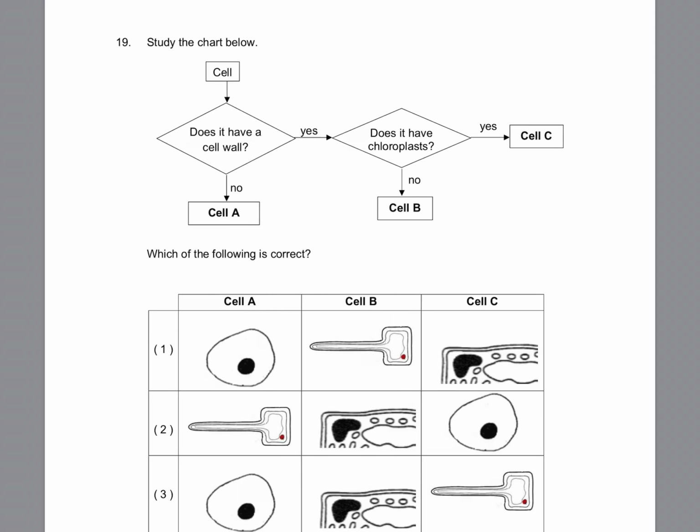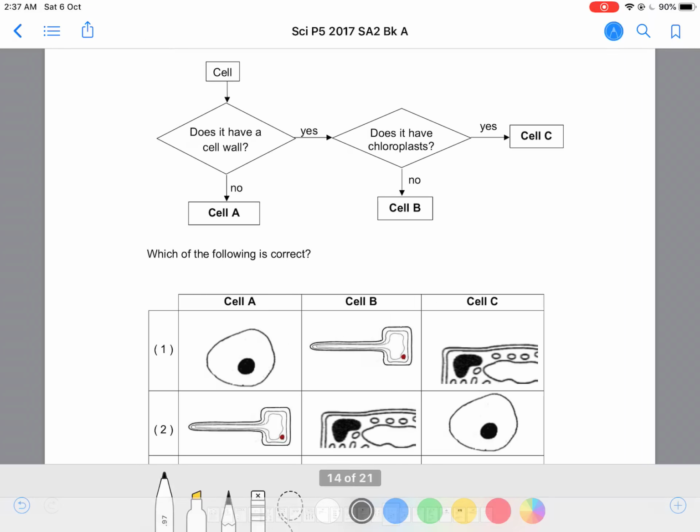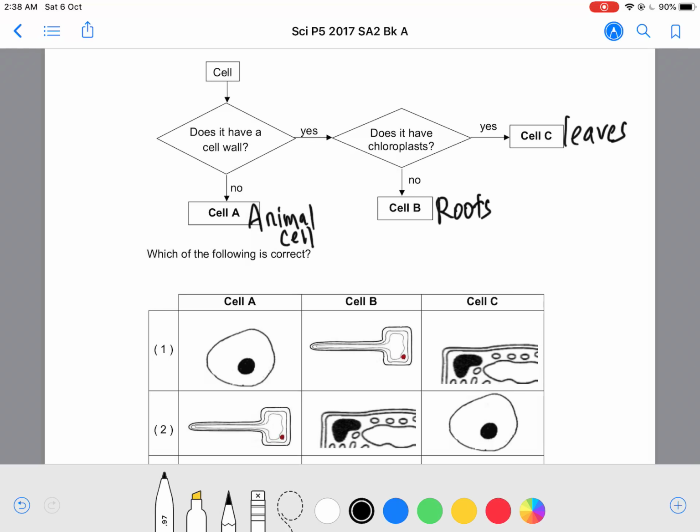Okay, question 19. Does it have a cell wall? If it doesn't have a cell wall, then roughly you can know that this could be an animal cell already. Does it have chloroplast? Yes, then this must be a leaf. Okay, got cell wall but no chloroplast, then this is the root cell.